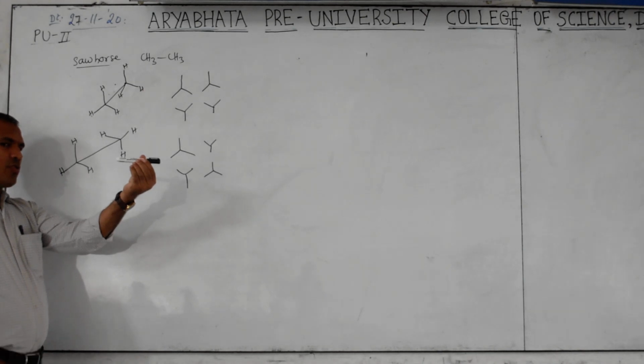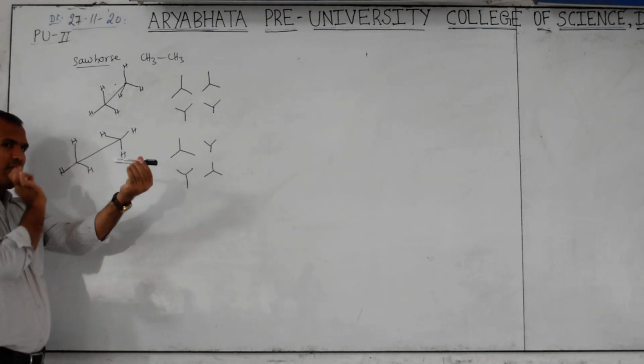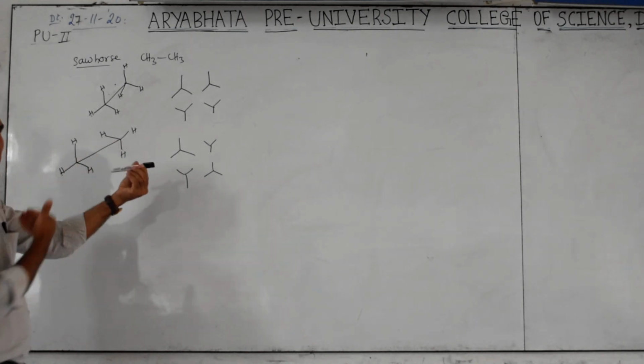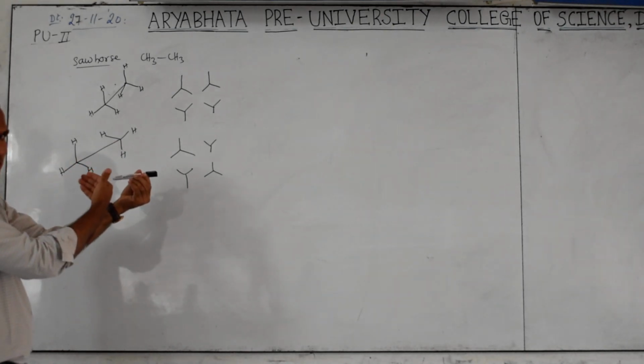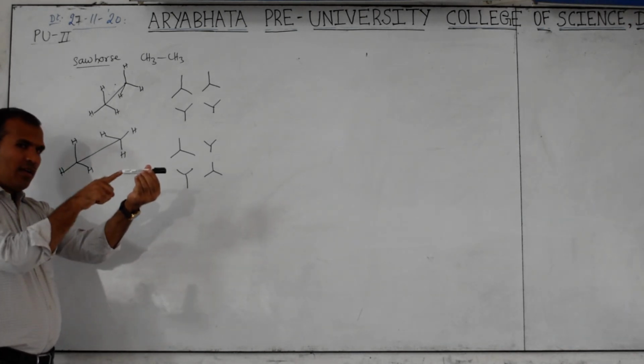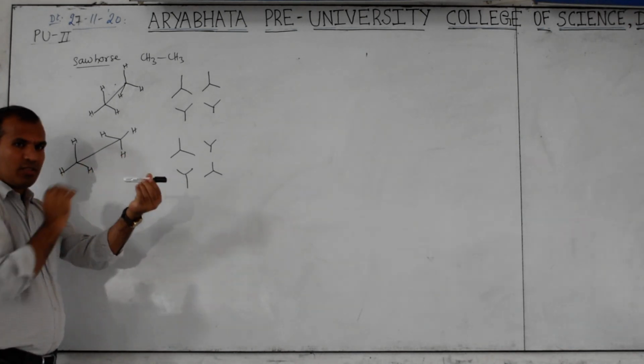This type of view is called Newman projection. Only the front carbon appears; the back carbon does not appear. Like this, if you observe, these both are appearing. This is somewhat a side view. Got the concept? Newman projection is an end-on view. End-on view. This is.